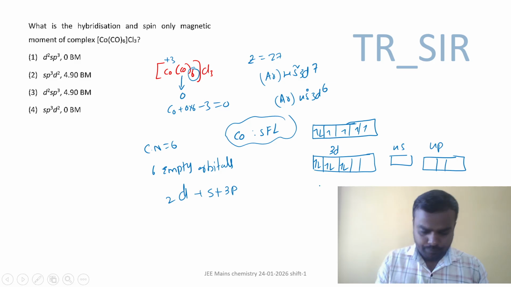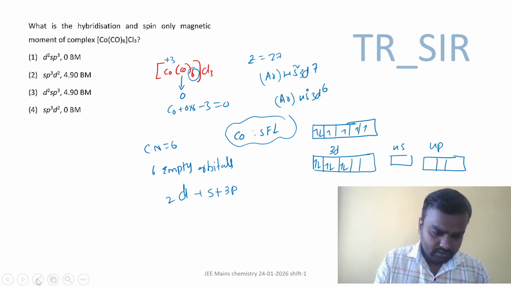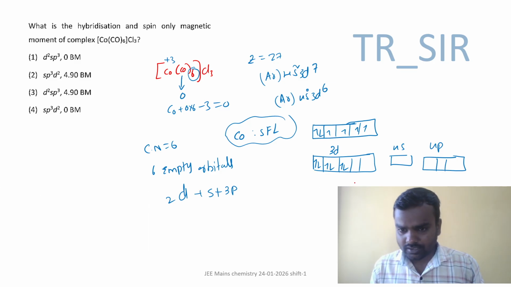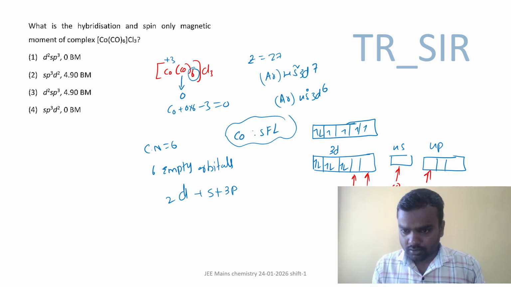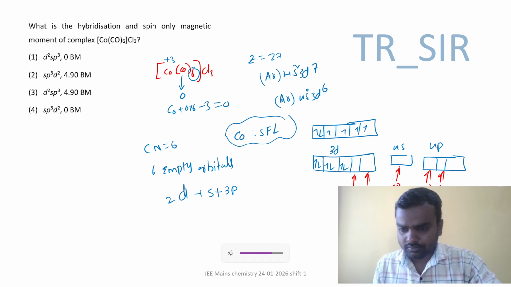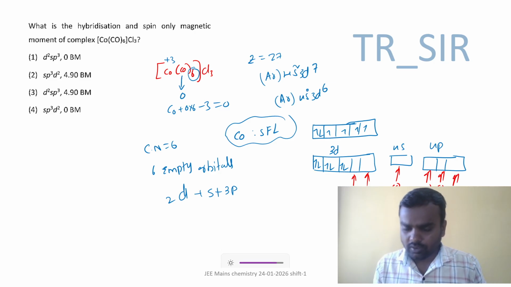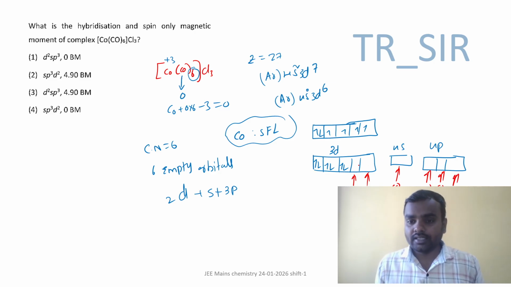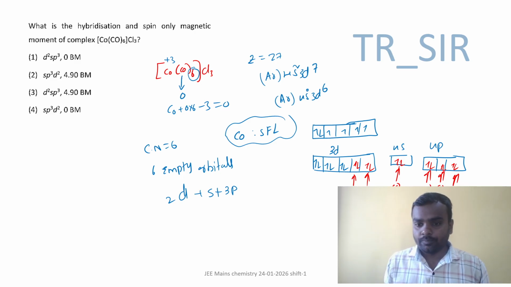Now, if the ligand is coming, what happens now? That will donate an electron pair for this one. So here CO1, CO1, CO1, CO1, and CO1 we have. Now what happened in this case? Pairing will take place now because the ligand is giving the electrons. So you got d2sp3 hybridization.